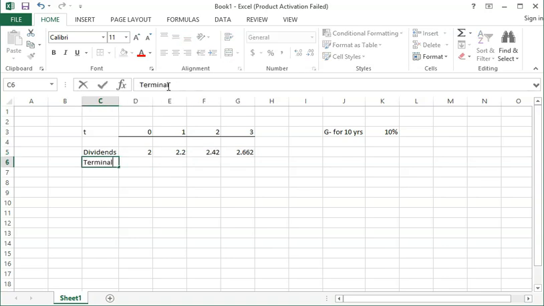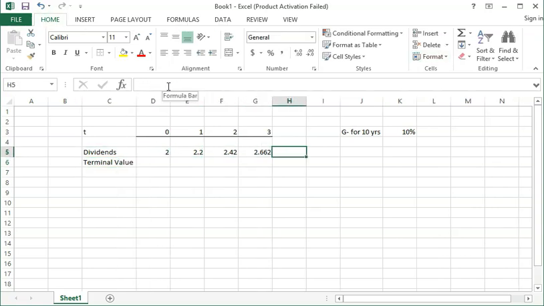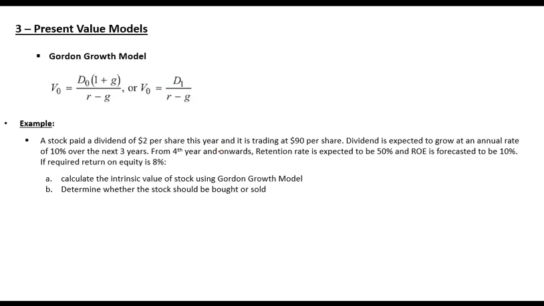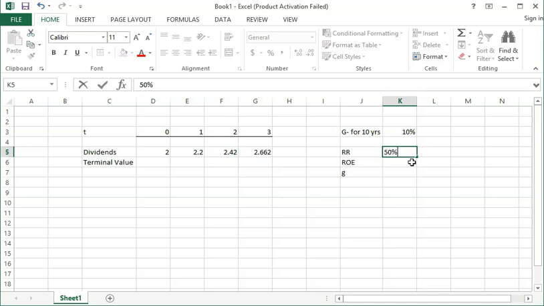Then terminal value. Because I am not forecasting dividend beyond year 3, I need a terminal value at the end of the 3rd year. For that, I need the sustainable growth rate beyond the 3rd year. How do I get that? I will take retention rate and ROE. The retention rate is 50% and ROE is 10%. If I multiply these two, it gives me the sustainable growth rate, which is 5%.